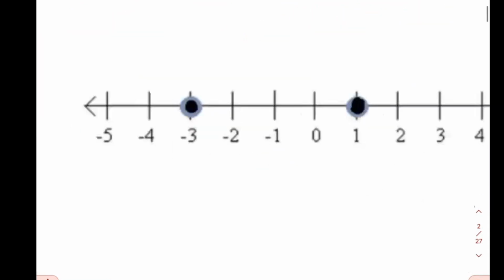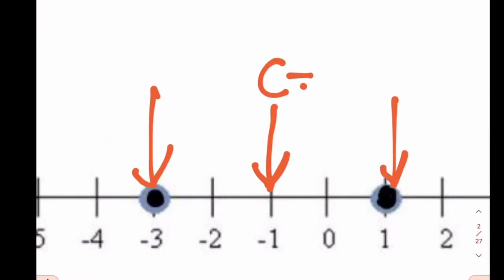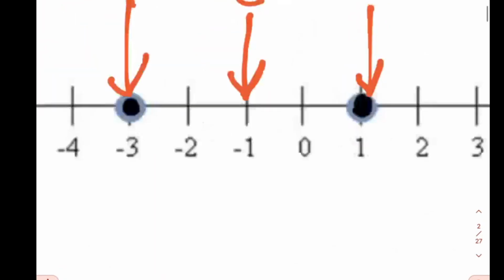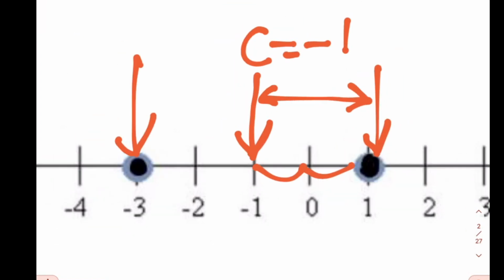Let's do this again. You have negative 3 and 1 as solutions. The midpoint between them, the center, is negative 1. And then the distance between the center and any solution, as you can see, is 2 units. So the distance is 2.